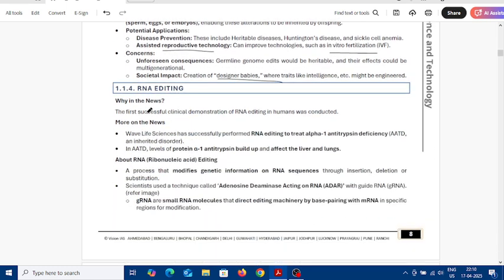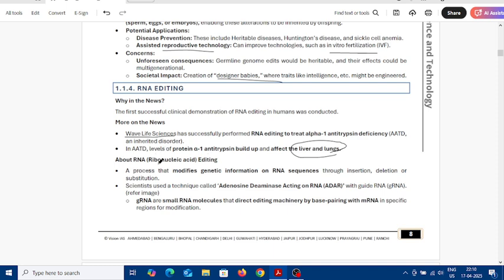We have RNA editing. The first successful clinical demonstration of RNA editing in humans was conducted. Wave Life Sciences has successfully performed RNA editing to treat alpha-1 antitrypsin deficiency, an inherited disorder. This alpha-1 antitrypsin deficiency is an inherited disorder, and RNA editing for this has been conducted by Wave Life Sciences. In AATD, the proteins in alpha-1 antitrypsin build up and affect the liver and lung. It affects the liver and lung.